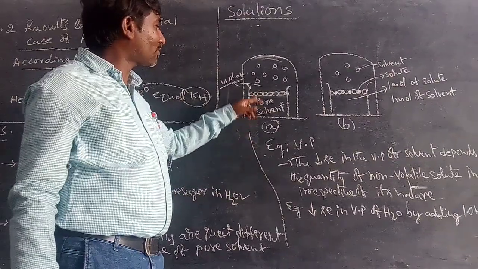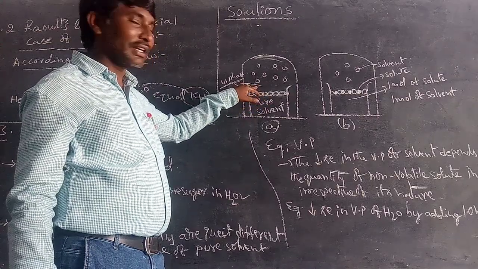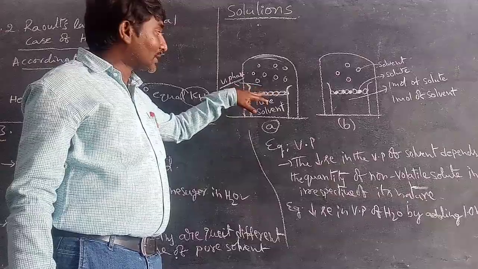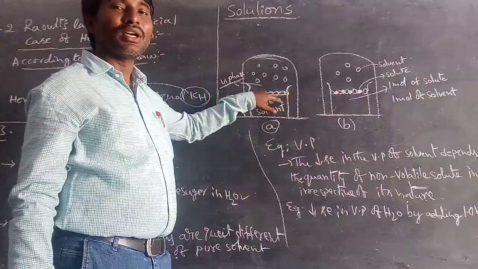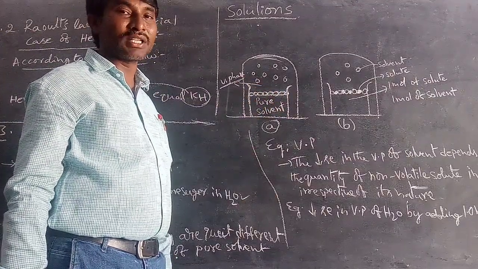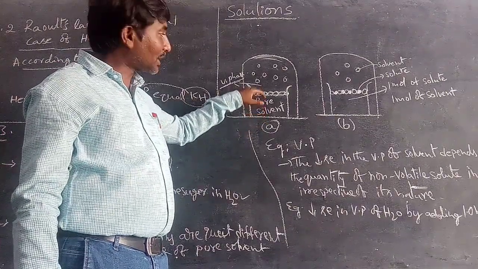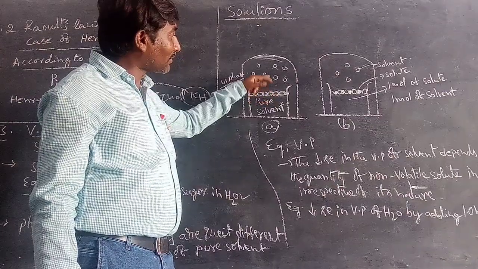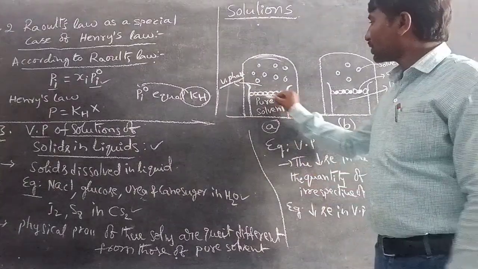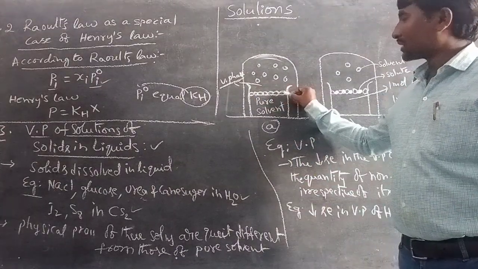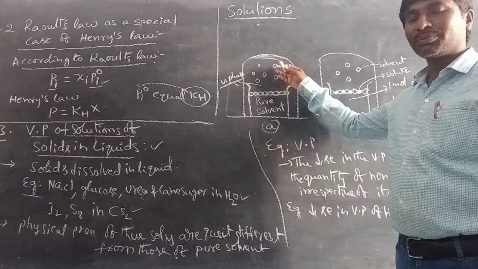Why do they go into the vapor phase? It is the tendency of the molecules at the surface: they have more energy, so they are ready to escape from the surface of the liquid and convert into the vapor phase.